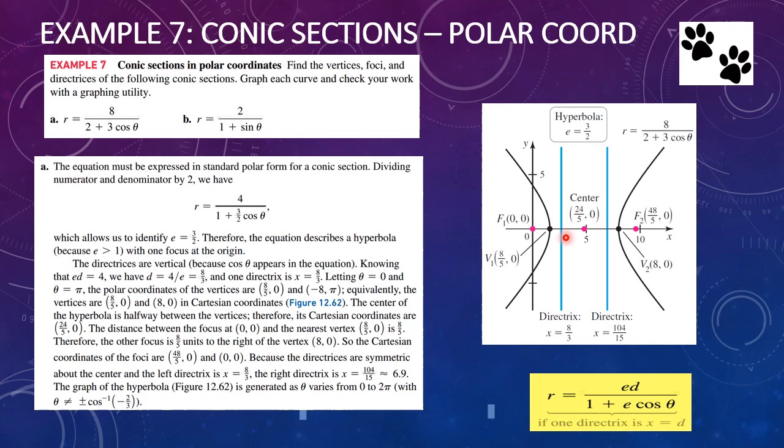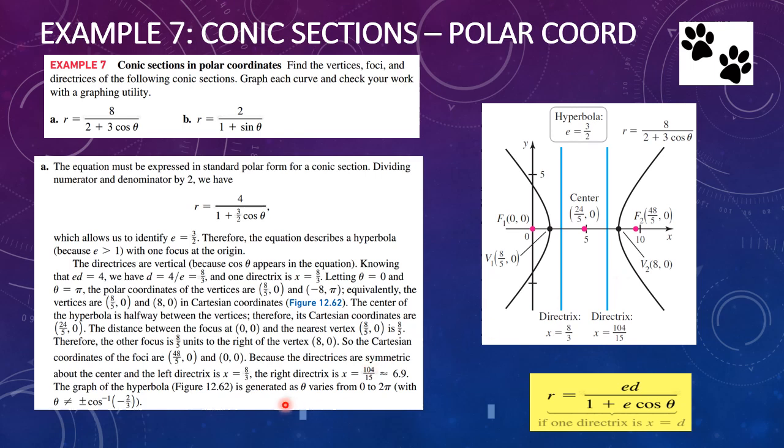Because the directrices are symmetric about the center, and the left directrix is 8/3, the right directrix is x equals 104/15, which is approximately 6.9. So they have to be equidistant from the center, which is at 24/5, and this one is 8/3. We find the distance between those two, and then add it to the 24/5, and that's how you get the 104/15, right? You can even see that because the common denominator between fifths and thirds is 15.